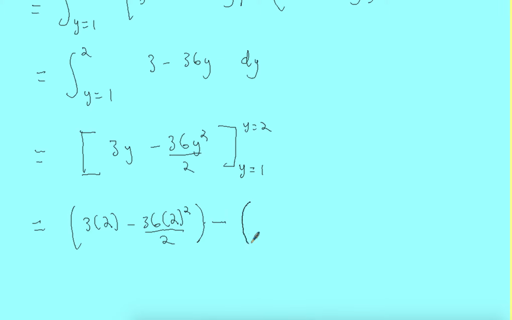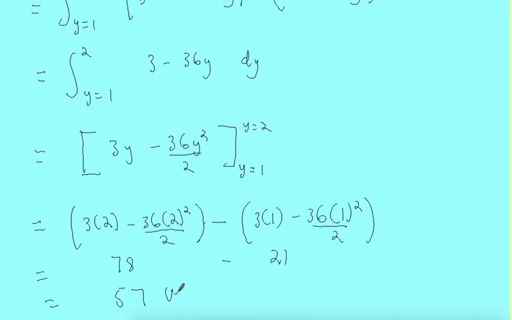Take away 3 times 1, take away 36 times 1 squared over 2. You work that bit out there, and your calculator gives you 78. That bit there gives me 21, so I get 57. Now, double integration yields a volume rather than an area. So rather than units squared, it's a volume, so it's units cubed. So what we've found is the volume underneath that rectangle of that function.